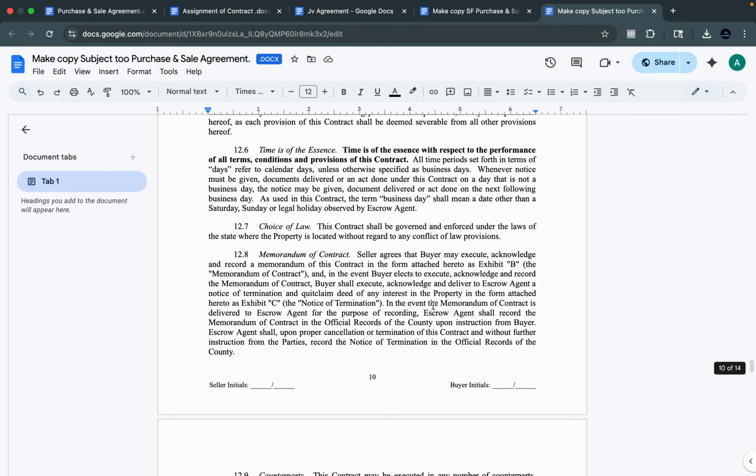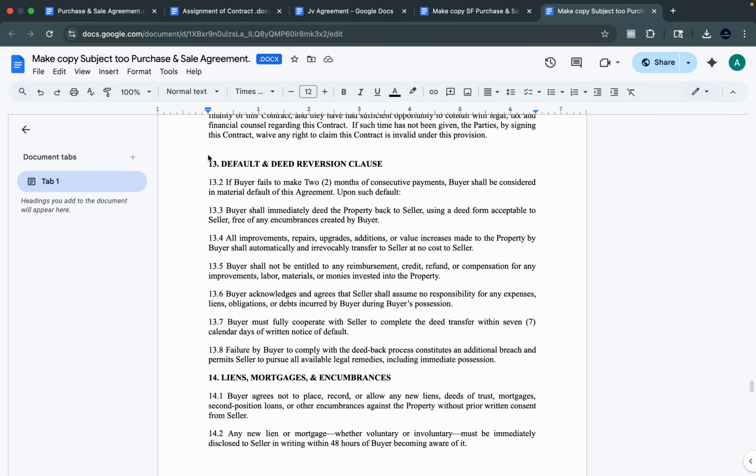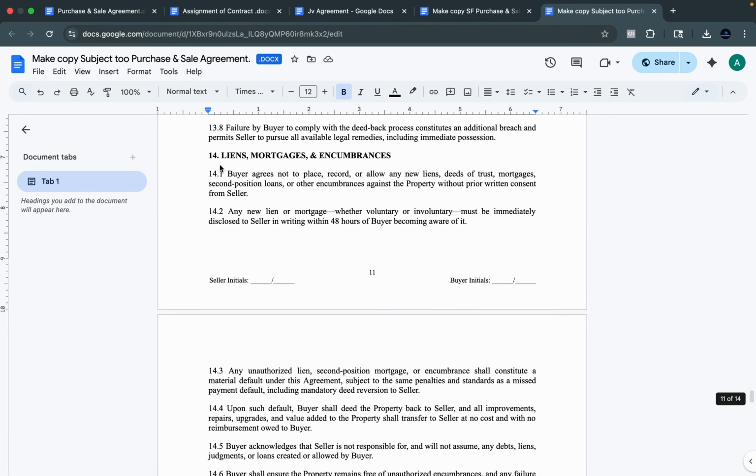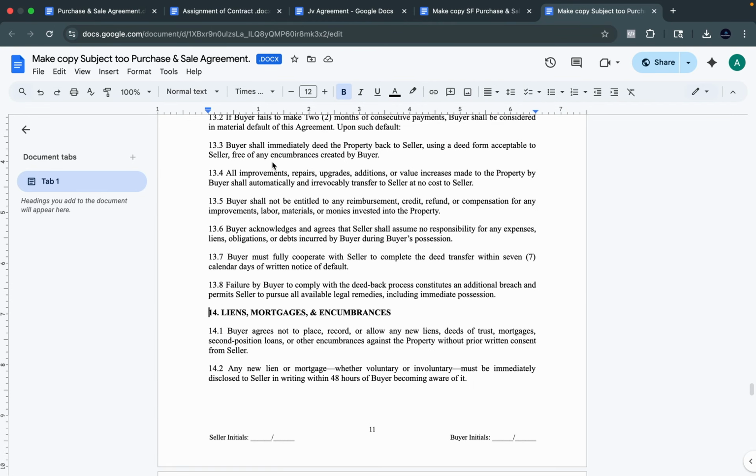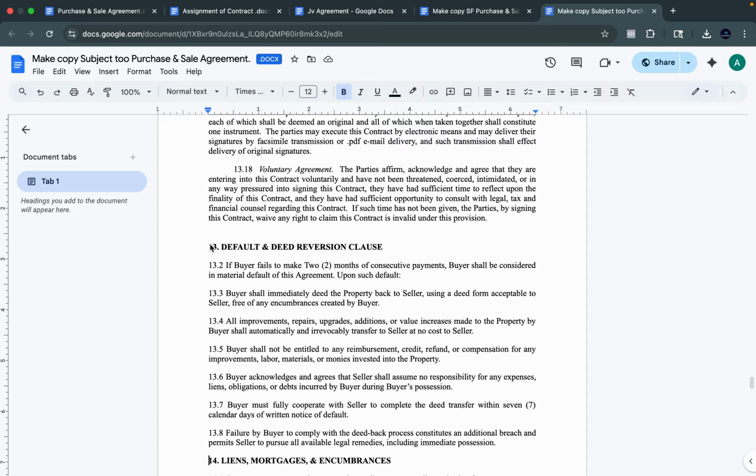Another thing I want to go over with you guys is this portion here, right? Clause 13 and clause 14. This is extremely important, especially when doing subject to deals, right? This is why I implore you guys to really do your research, or ask me if you have any questions, because I can try to answer them as much as possible, right?